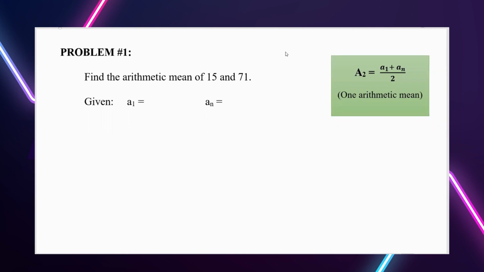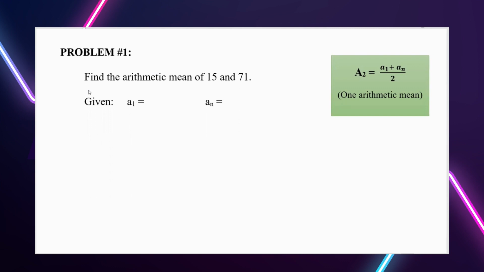Let us have our first problem using the first formula of an arithmetic means, which is a sub 2 is equal to a sub 1 plus a sub n all over 2. Find the arithmetic mean of 15 and 71. Upang mas maunawaan natin ang problem number 1, let us illustrate the given example. Since ang arithmetic means ay laging nasa pagitan ng two non-consecutive terms and based on the problem number 1, isa lamang ang arithmetic means na hinahanap natin.